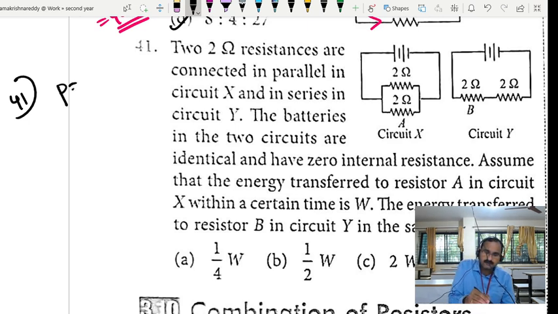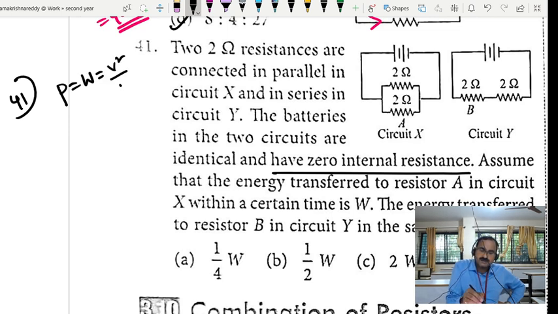So P is equal to, parallel in circuit X and series in Y. The batteries in the two circuits are identical and have zero internal resistance, and the energy transferred to the resistor A in the circuit X within a certain time is W, that is power indirectly. Otherwise you take the W symbol normally. So what is the power formula? They give power W is equal to V square divided by R only.